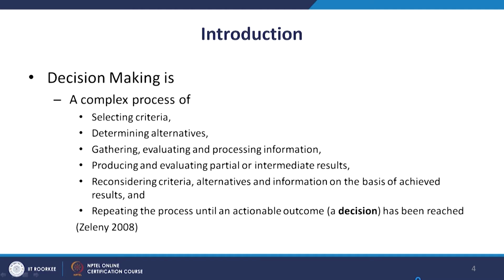So that is to be considered in the next step, and repeating the process until an actionable outcome or a decision has been reached. So as you can understand, this is going to be a repetitive iterative process until a consensus between decision makers is reached and we have a final outcome or decision. So this is how we can define a decision making process.